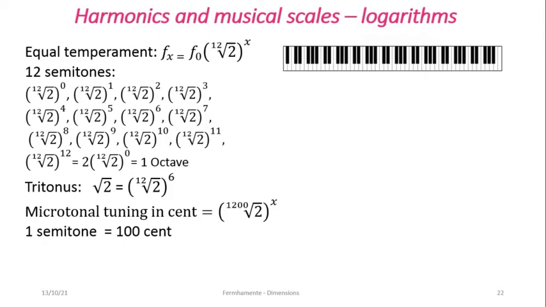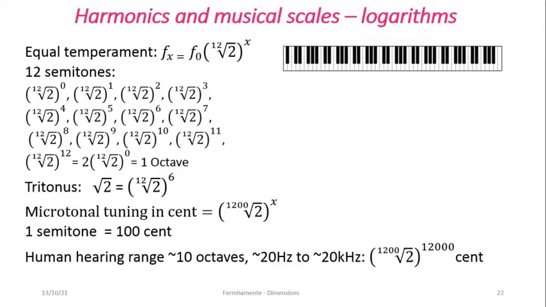And in microtonal tuning, these would be the sounds in between the white and the black keys of the keyboard. A cent scale is being used these days, which is created with the 1200th root of 2 to the power of x, where one semitone of the keyboard, that is one white key and one black key next to one another, is 100 cents.